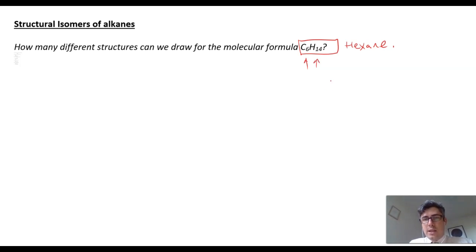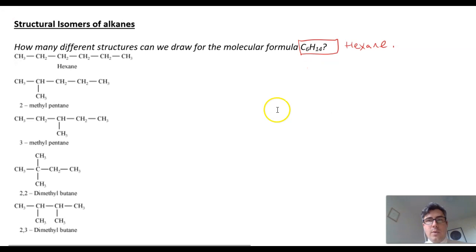So remembering that carbon to carbon bonds should be single like that because it's a saturated hydrocarbon, and carbon to hydrogen bonds should also be single. But as far as the arrangement, it doesn't have to be a single chain, it can have branches as well. So pause the video now and see how many structures you can come up with for this particular molecular formula.